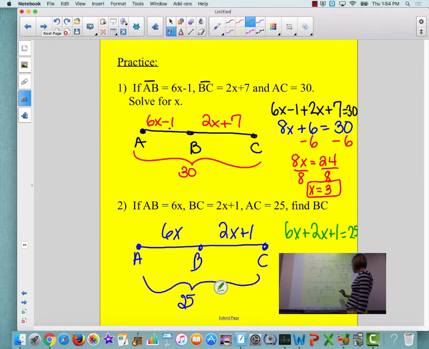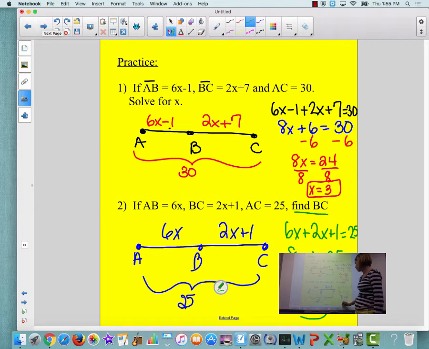You combined the like terms, you got 8x plus 1 equaled 25. You subtracted 1, so you got 8x equals 24, and x equaled 3. Wow, pretty darn close, huh? Okay, so then it asked to find BC.